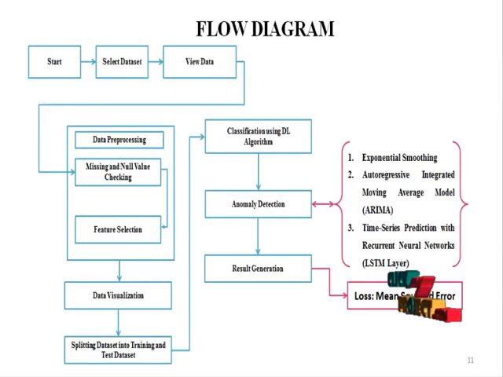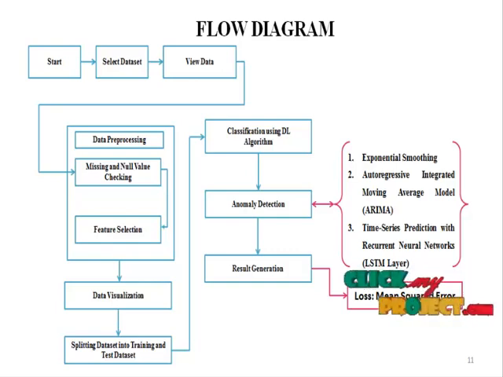Now we are going to see the flow of the project. Here we are selecting the smart home IoT dataset. We load the data into the process, and then we pre-process it. In pre-processing we check whether there are missing and null values. Then we select the features and visualize the data. Then we split the data into train and test.